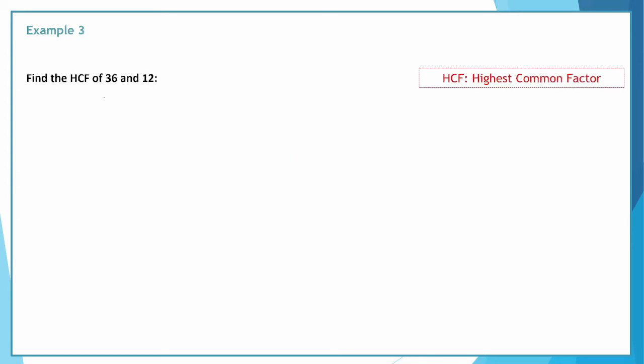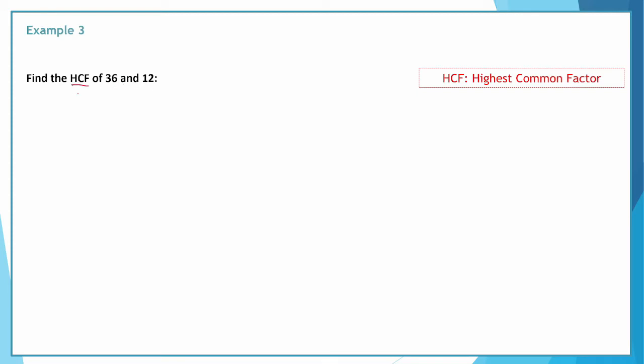Our next example says find the HCF, or highest common factor, of 36 and 12. We're going to use that same technique we used in the previous example, that tree method, to find the prime factors. Then we're going to do something else at the end to find the highest common factor between 36 and 12. So what does this really mean?